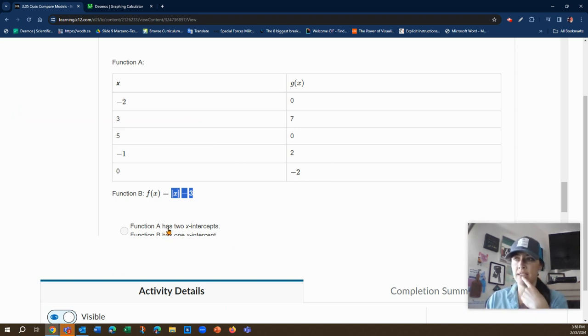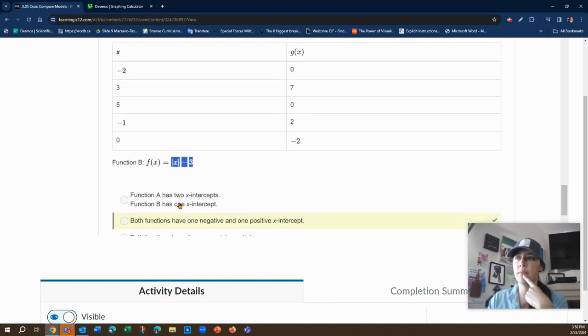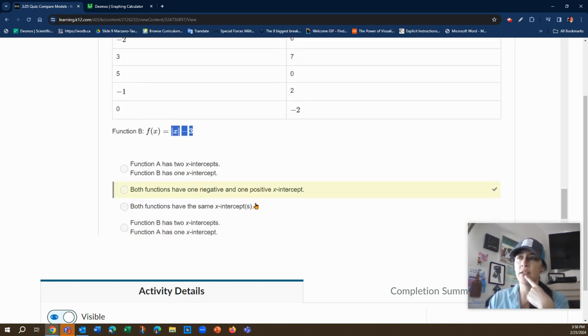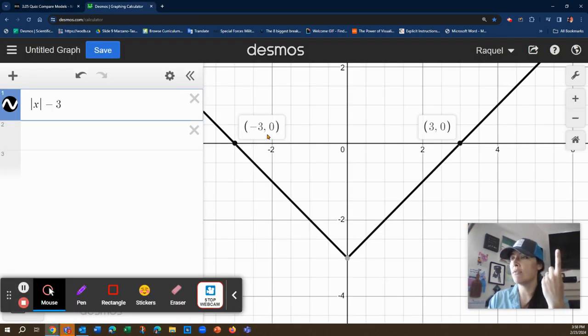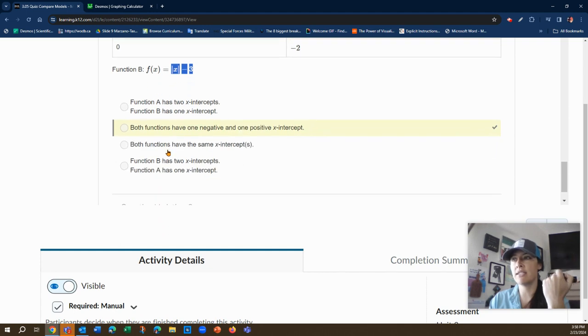A has 2 x-intercepts. Yes, it does, because there's 2 times where y is 0. So it'll intercept at negative 2, and it'll intercept at positive 5. B has 1. That's not true. Both functions have one negative and one positive. Well, (-2, 0), (5, 0), that's true. (-3, 0), (3, 0), that's true. And obviously, that's the correct answer, but you might have to check a different thing for your variation.